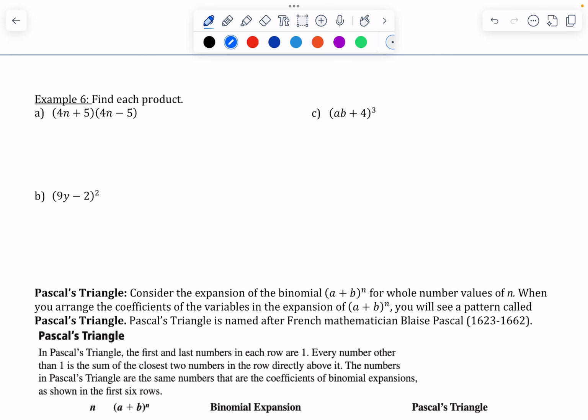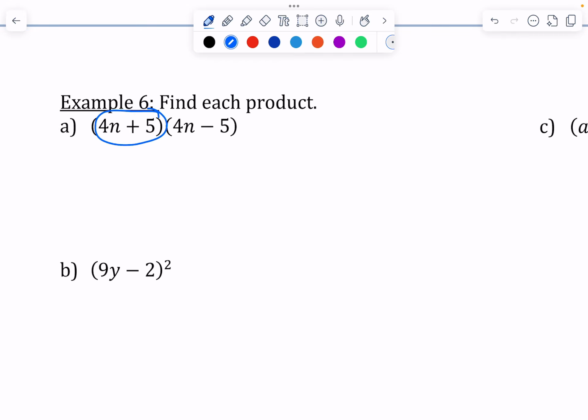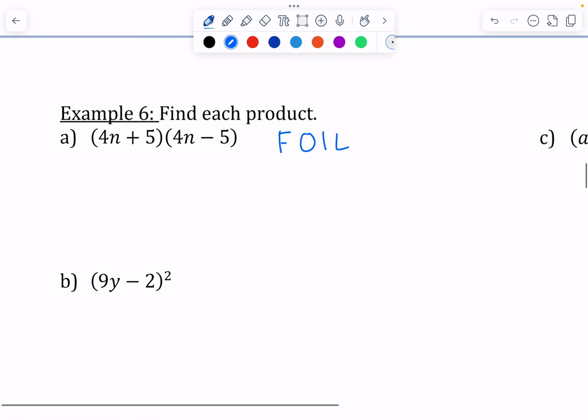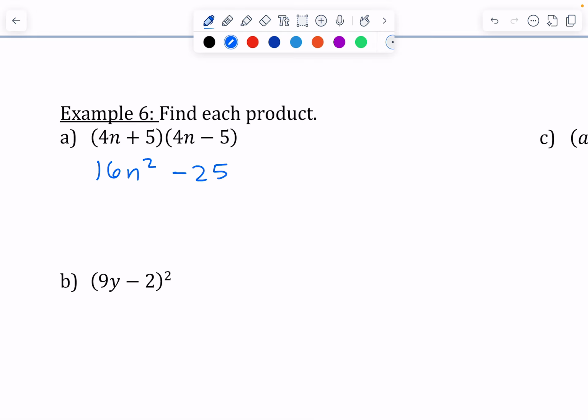Okay, here, because the parts in parentheses are literally the same except for the sign, this is where you don't have to do every part of the distribution process. You can just do first and last, okay? Because the middle terms are going to cancel out anyway. So 4n times 4n is 16n squared, negative 5 and positive 5, negative 25, and that's it, okay? If we were to do outer inner, notice you would get 20n and negative 20n, which cancels to 0.